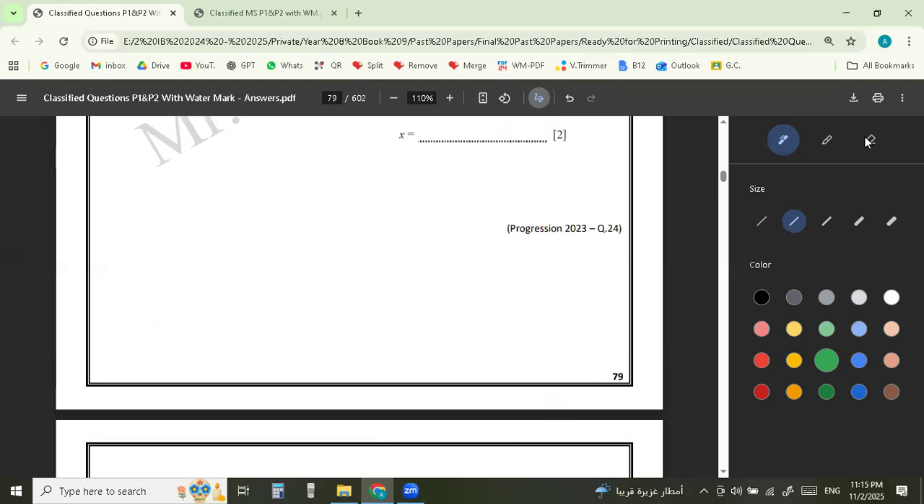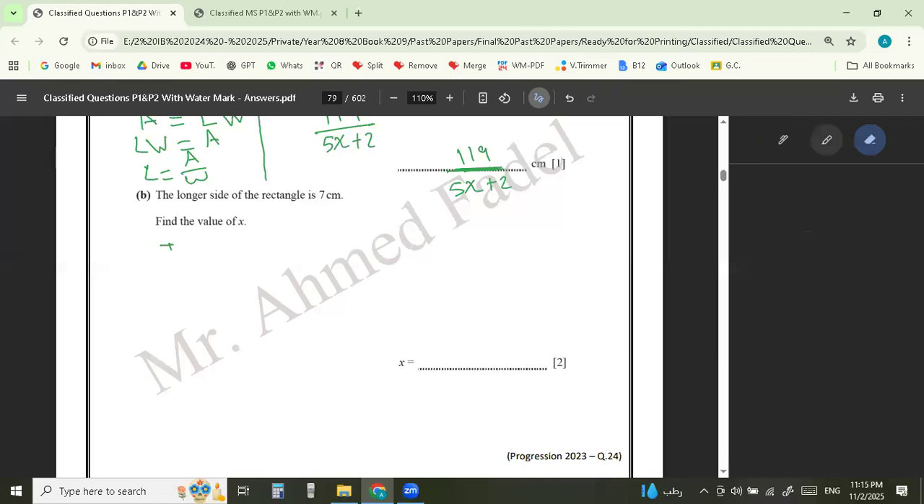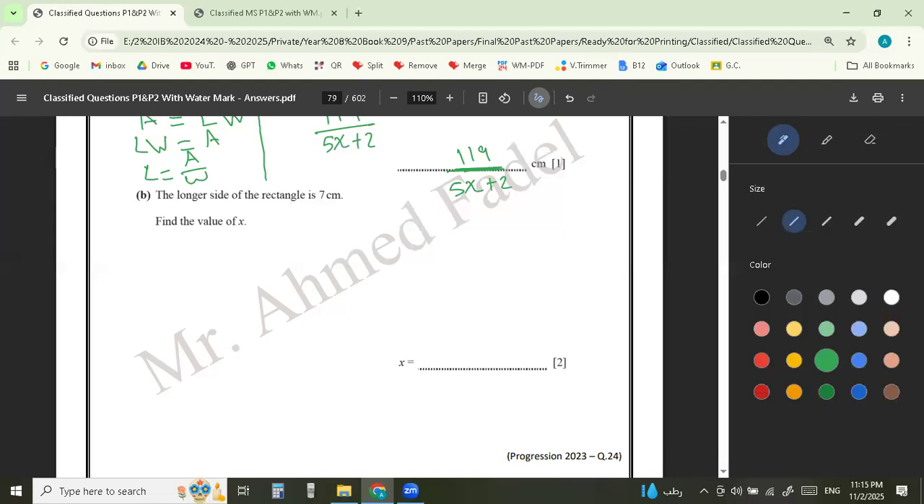The longer side of the rectangle is 7 centimeters. Find the value of x. Now we found already the length. We said that the length is equal to 119 over 5x plus 2. And they're telling you that the longer side is 7. And 7 equals 119 over 5x plus 2. How can I solve the equation? Swap. Send the variable to the other numerator and swap it with the other numerator over there.